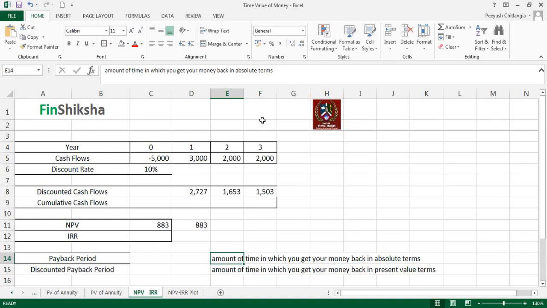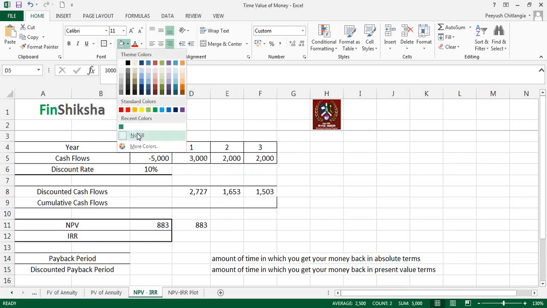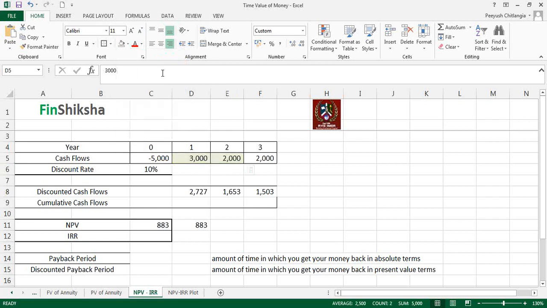Sometimes decision making could be on the basis of payback period. There's a manager who says, I want my money back in 2 years, right? Now, what is the payback period here? You put in 5,000, you get 3,000 in the first year, you get 2,000 in the second year. That means you have recovered your money in absolute terms by the second year, right? So the payback period here is 2 years.